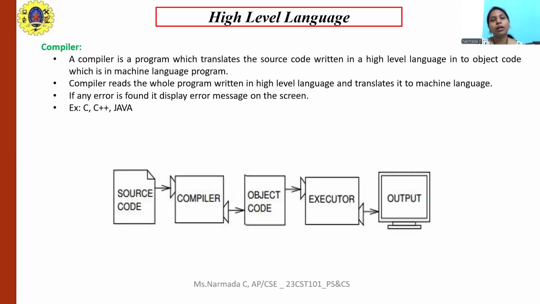Next, the compiler. A compiler is a program which translates the source code written in a high-level language into object code, which is a machine language program. The compiler reads the whole program written in a high-level language and translates it into machine language. If any error is found, it displays an error message on the screen. Example, C, C++, and Java. As the diagram shows, the source code is given to the compiler. The compiler converts it into the object code, which goes to the executor and gives the output.